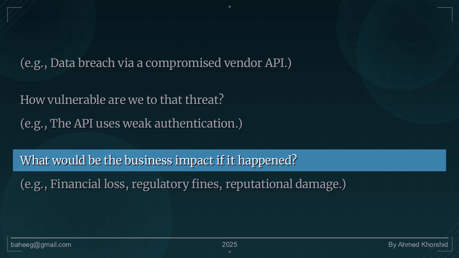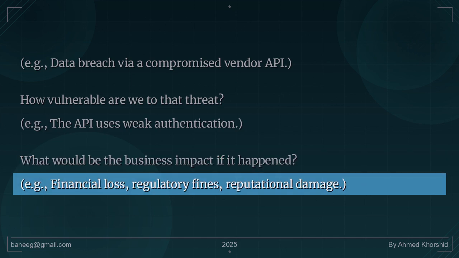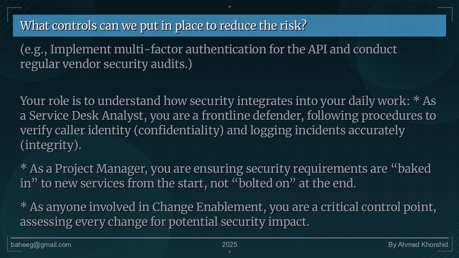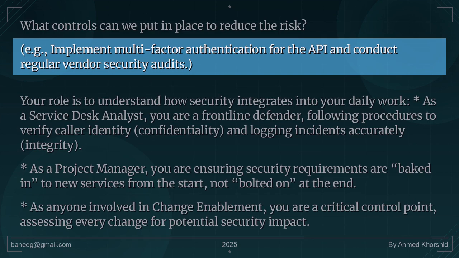What would be the business impact if it happened? E.g., financial loss, regulatory fines, reputational damage. What controls can we put in place to reduce the risk? E.g., implement multi-factor authentication for the API and conduct regular vendor security audits.